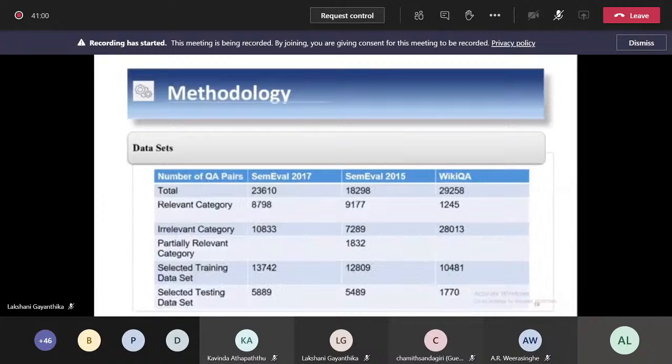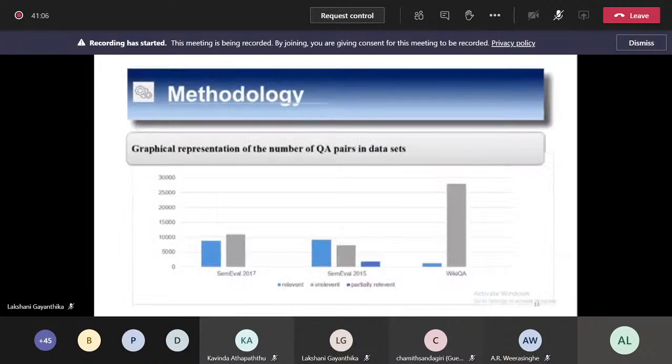This table shows the number of QA pairs in each dataset. If we look at this graphically, you can see that the SemEval 2015 and WikiQA datasets are highly biased. Here, SemEval 2015 has less data in the partially relevant category, and the WikiQA dataset has less data in the relevant category. So to address this bias, we have used text data augmentation.